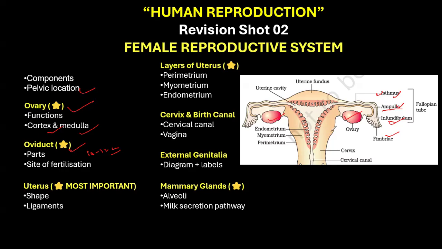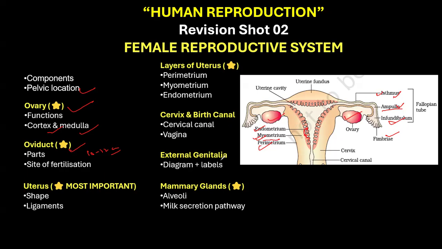Uterus. The uterus is a single organ, also called the womb. Its shape is inverted pear-shaped. It is supported by ligaments. The layers of the uterine wall: number one is the perimetrium, the outer thin layer. Number two is the myometrium, the middle thick muscular layer. This layer shows strong contractions during childbirth. Then the endometrium, the inner glandular layer. It undergoes cyclical change during the menstrual cycle. So this is the endometrium here, where cyclical changes happen.